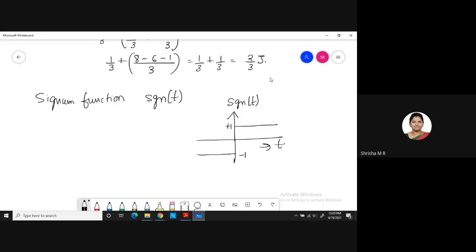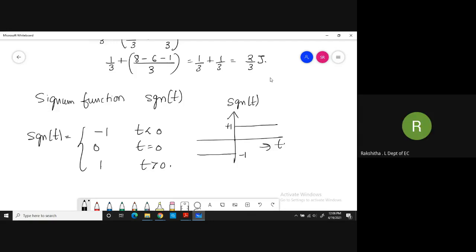You have to know about this function, the signum function. In your higher semesters, you will be using this. In elementary signals, you have just an introduction to the signum function. So signum of t is equal to -1 for t less than 0, it is 0 for t equal to 0, and it is 1 for t greater than 0. Clear? This is the definition of this signal. It is 1 for t greater than 0, -1 for t less than 0, and at 0, it is equal to 0.